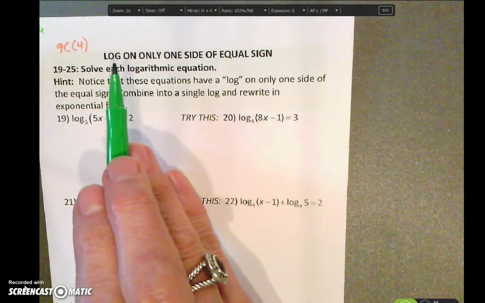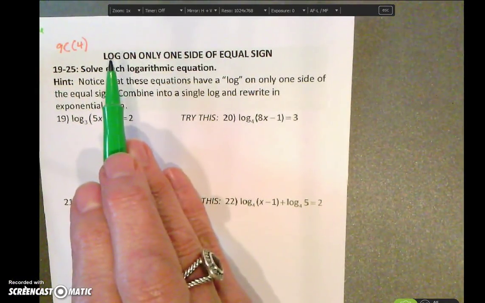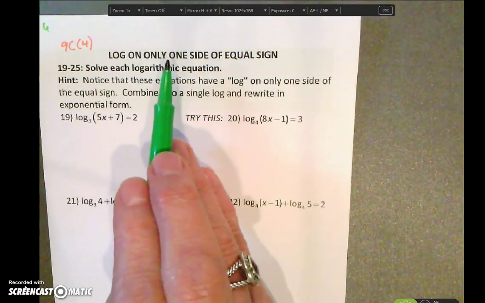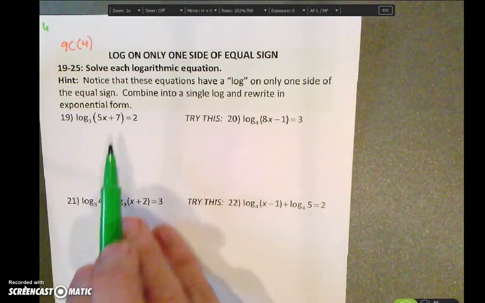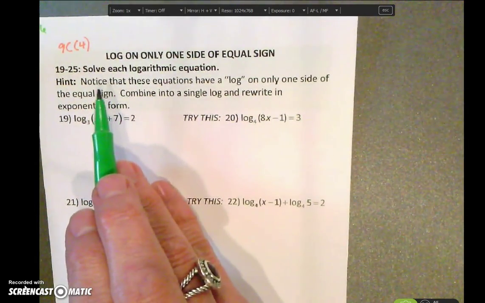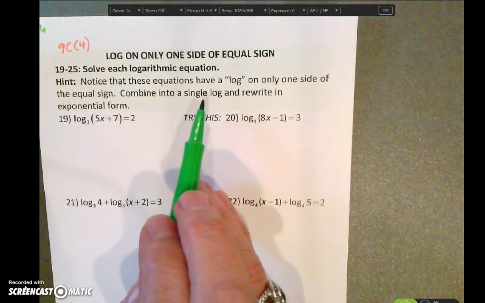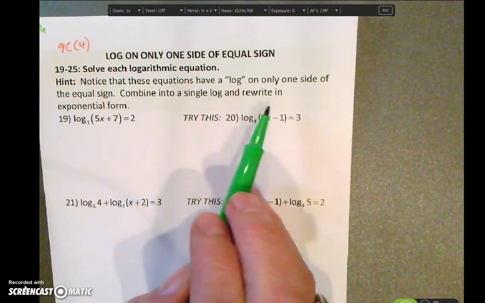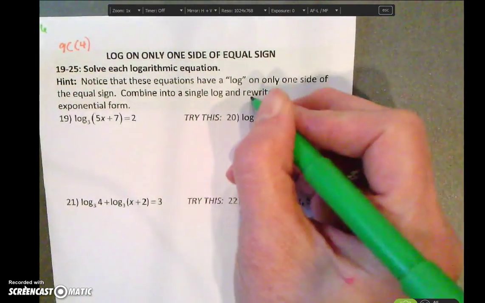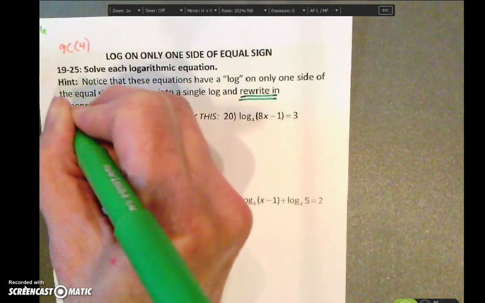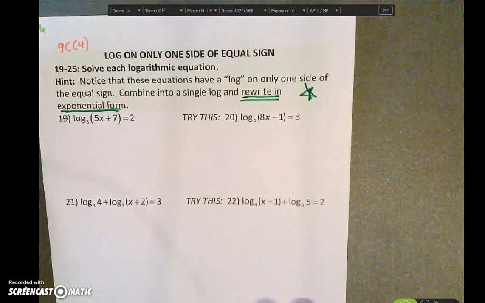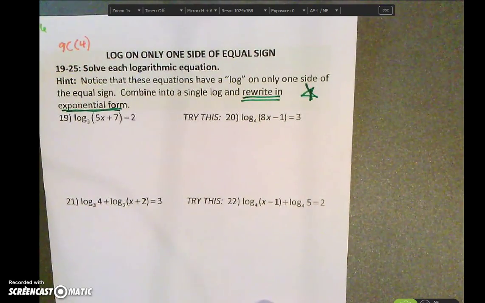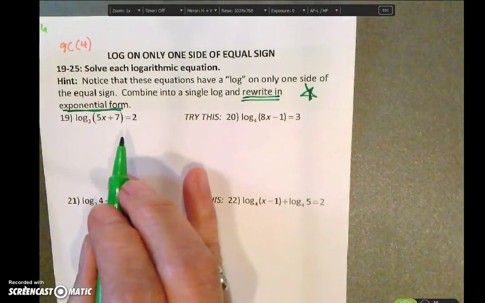We have another type of log equation, and in these equations, there is a log on only one side of the equal sign. You can see there's one here on the left, but not on the right. To solve these, we're going to combine again into a single log if necessary, and then rewrite it in exponential form. That's the thing that you've got to remember that's going to be hard to think about at first. You'll get used to it, but at first you're going to have to watch out for that.